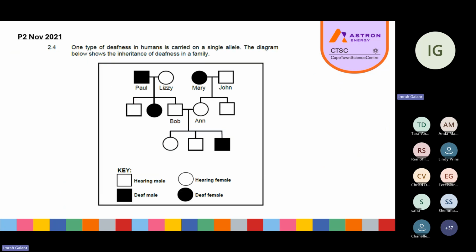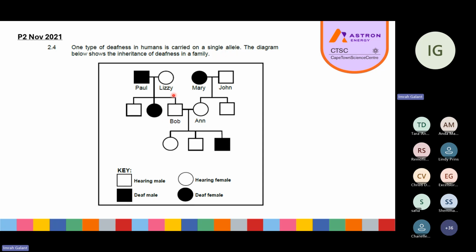Okay, so let's look at a bit more of a longer type of pedigree diagram. It says one type of deafness in humans is carried on a single allele. The diagram below shows the inheritance of deafness in a family. So obviously the unshaded circles and squares are the hearing individuals, whereas the shaded circles and squares are the deaf individuals.